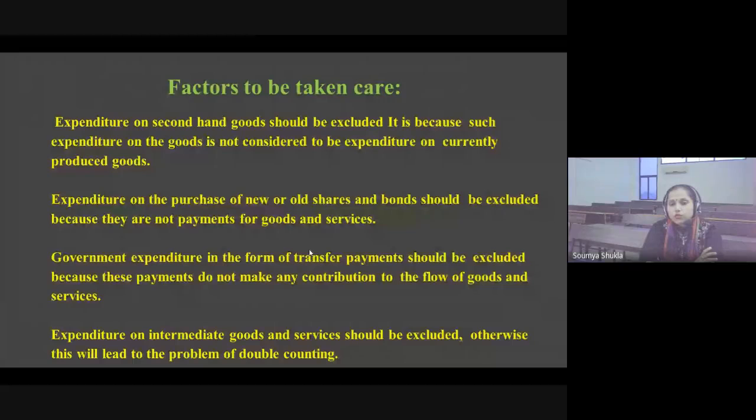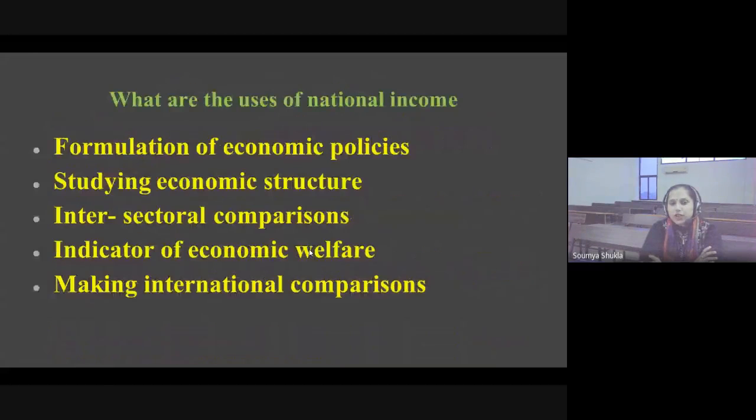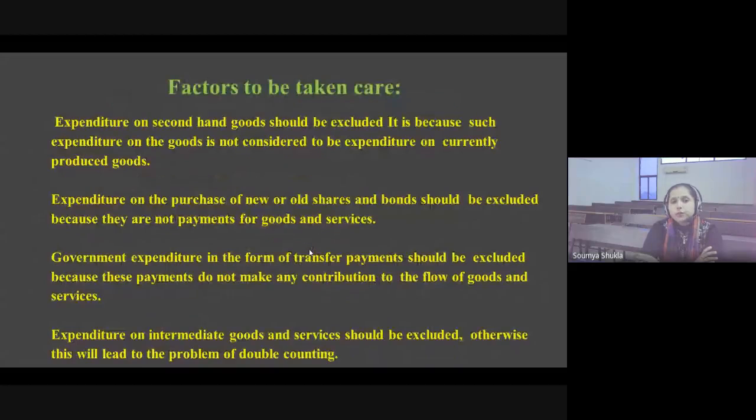Expenditure on intermediate goods and services should be excluded. Why is it being excluded? Because it will lead to the problem of double counting. So there are various factors which should be taken care of while doing the expenditure method.